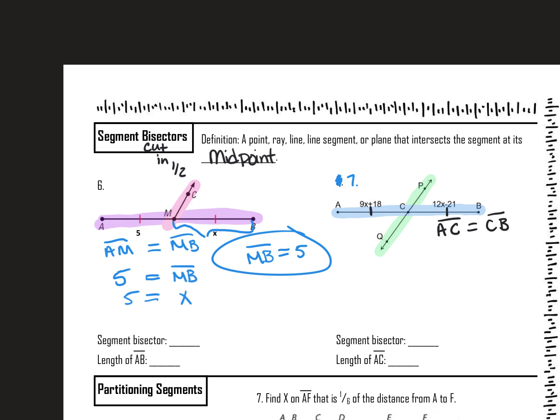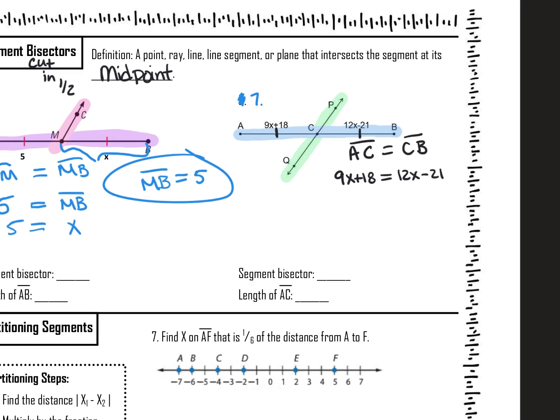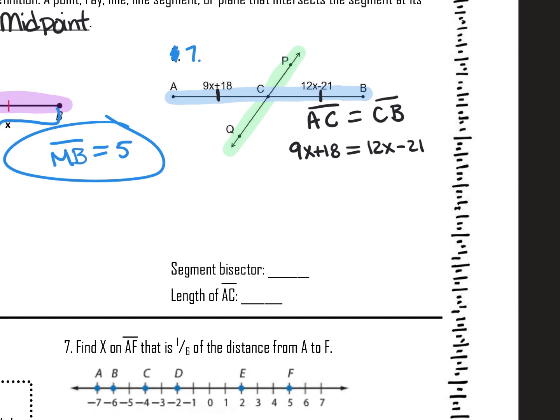All right. So with that being said, I can plug in what represents AC, which is 9x plus 18, and set that equal to what represents CB, which is 12x minus 21. And then we're going to go ahead and solve this. And so what we are going to do is subtract 9x, subtract 9x, draw my line down the middle, add 21, cancels out there, cancels out here.